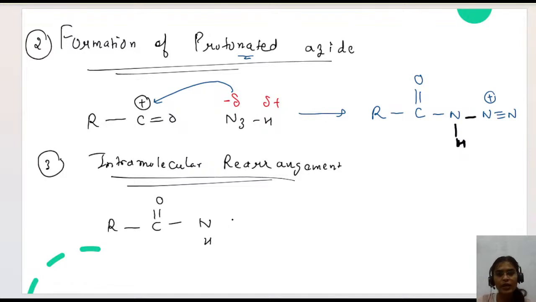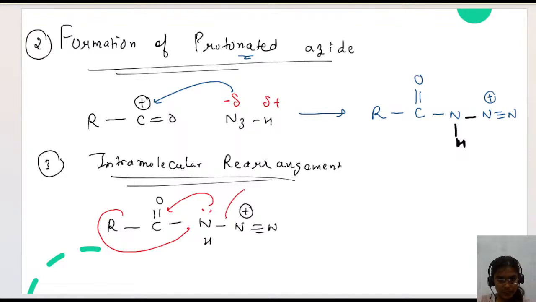Better for you. And then this is a double bond, triple bond, sorry, and this is positively charged. So let's see how the arrow is going to move. In this case, nitrogen has a lone pair. So the nitrogen lone pair attacks here, and this R attacks here. Simple. And then this N2 leaves. Let's see how it looks again.